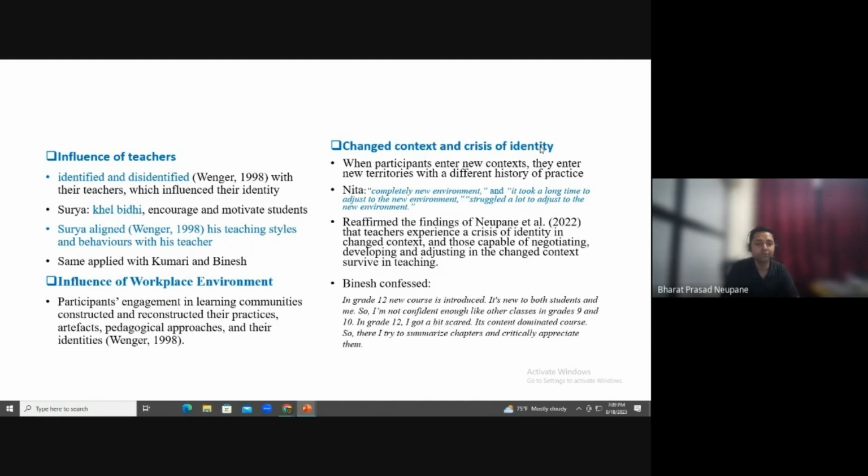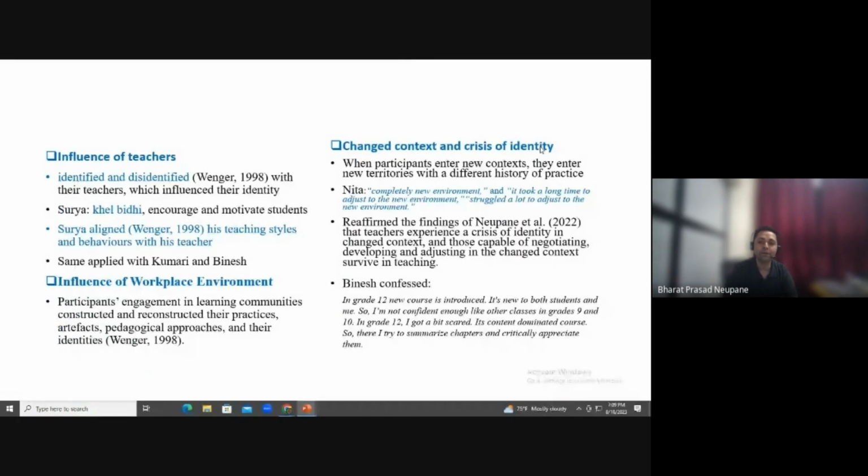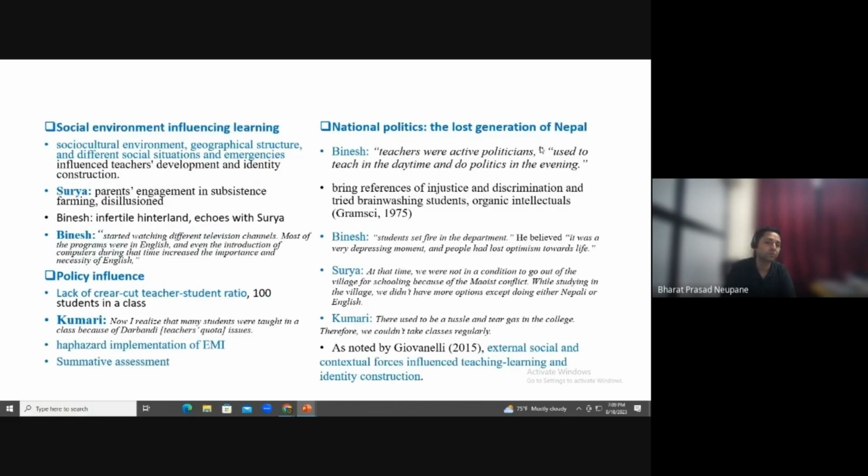Not only this, the workplace environment and changed context also influence the learning of English language teachers. When the context is changed, that poses a kind of crisis of identity. But when teachers align with the norms and values of this changed context, they are able to construct and negotiate their identity and adjust in the changed context, and they survive in teaching, as noted by Neupane et al. 2022.